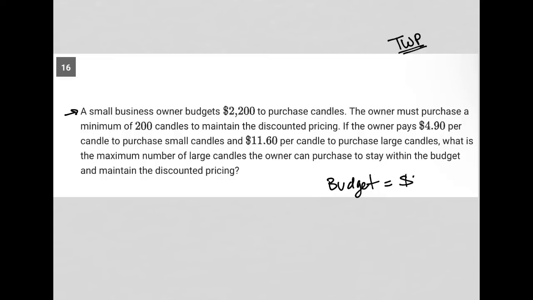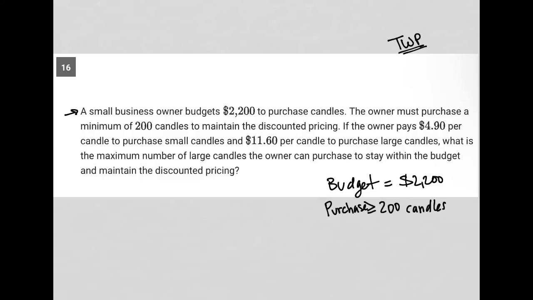equals $2,200. The owner must purchase a minimum of 200 candles to maintain the discounted pricing. So has to buy greater than or equal to 200 candles. That's a P for purchase. I'll just write purchase. There's too many other words that start with P.